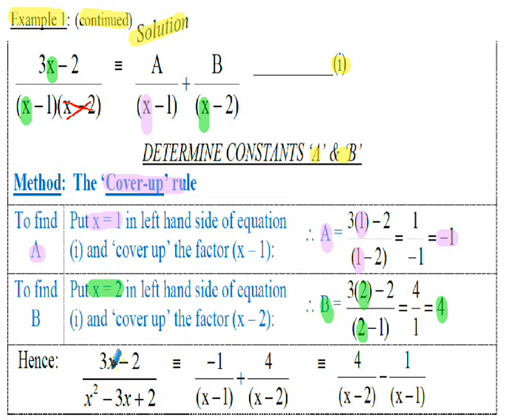So now we can write the compound fraction 3x minus 2 divided by x squared minus 3x plus 2 as negative 1 over x minus 1 plus 4 over x minus 2. What I've done here on the right hand side is slightly rearrange the equation. I put the positive 4 over x minus 2 in front of the negative 1 over x minus 1. That's just a convention to have the positive number in front of the negative number.